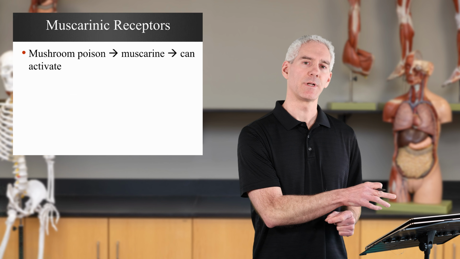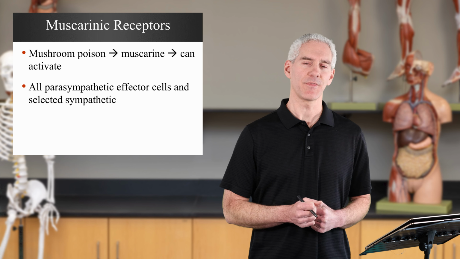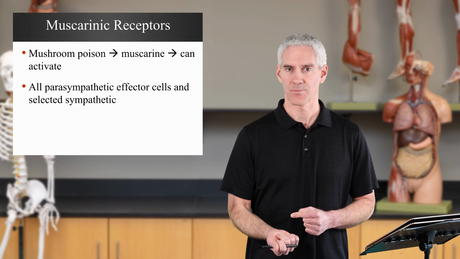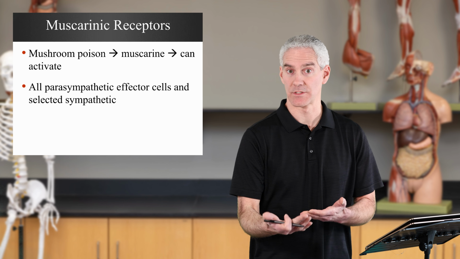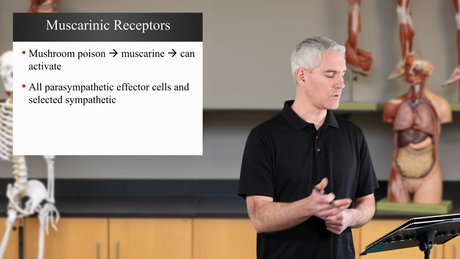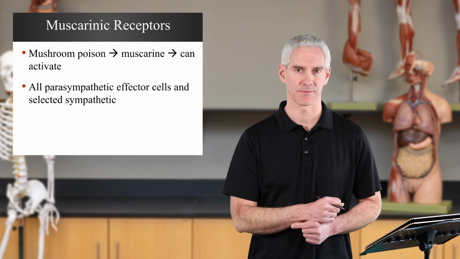So these muscarinic receptors can be activated by muscarine, well, that's the mushroom poison, or acetylcholine, of course. All of the parasympathetic effector cells, that means anything the parasympathetic system is innervating, those are the effector cells. Those have these, as well as some of the sympathetic effector cells.